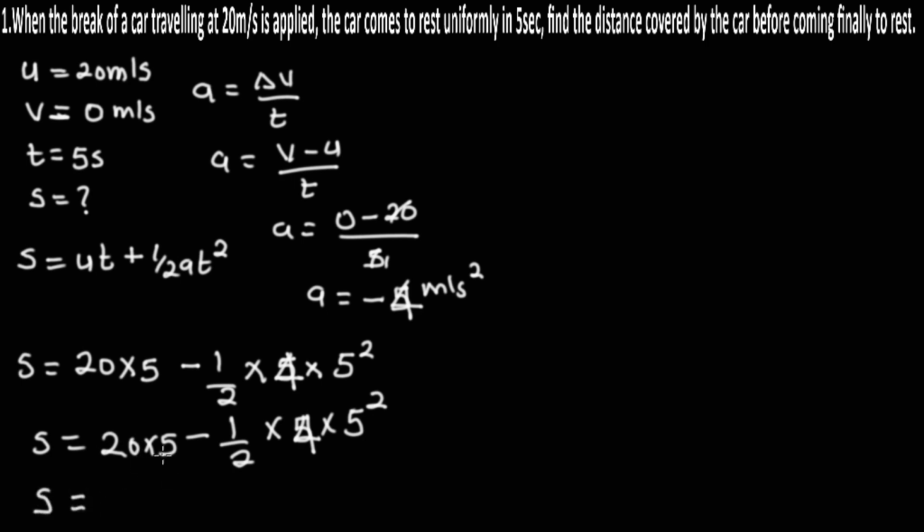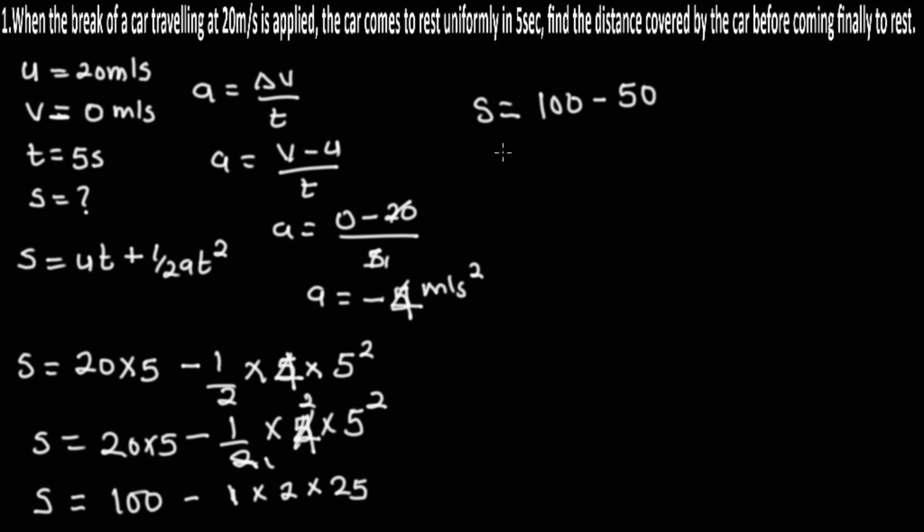So s is equal to 20 times 5, which is 100, minus half times 4, which is 2, times 5 times 5, which is 25. So s is equal to 100 minus 2 times 25. 2 times 25 gives us 50. So s becomes 50 meters.